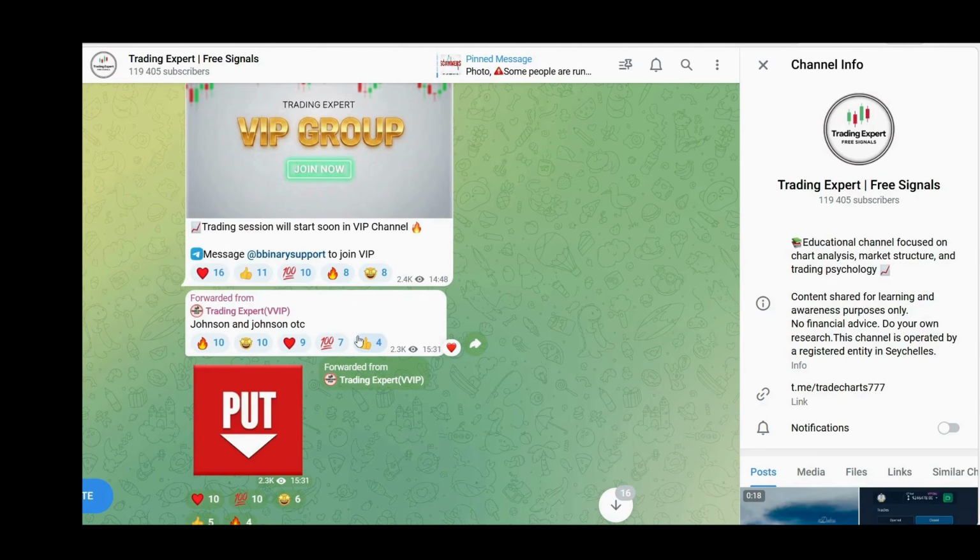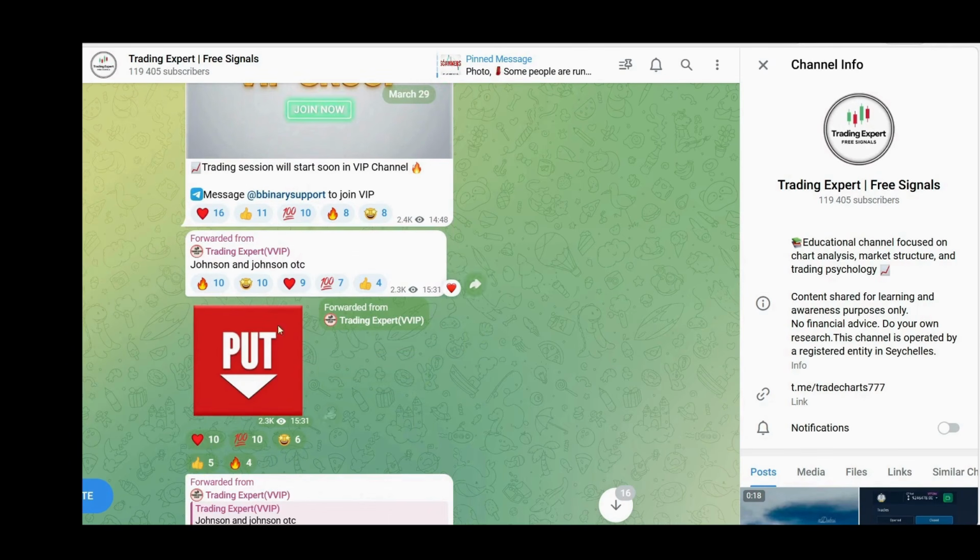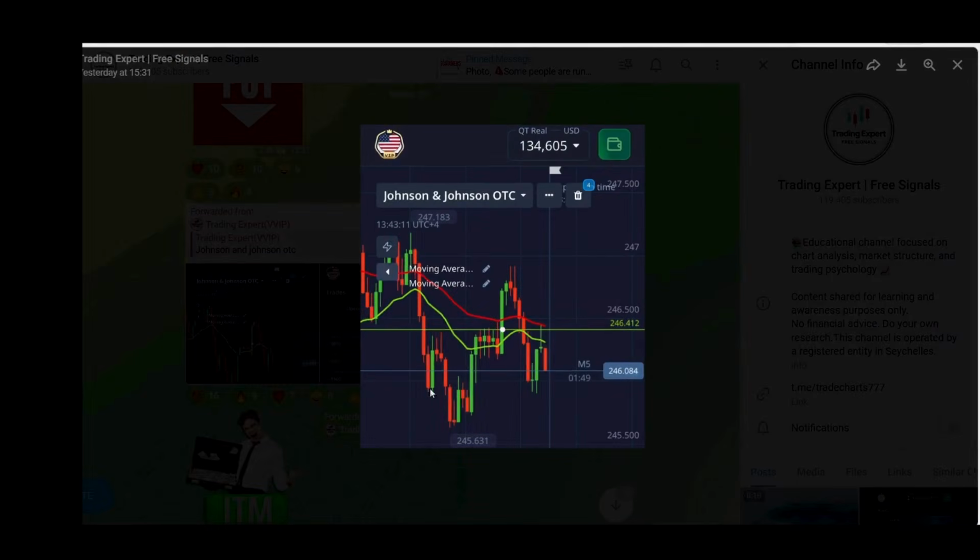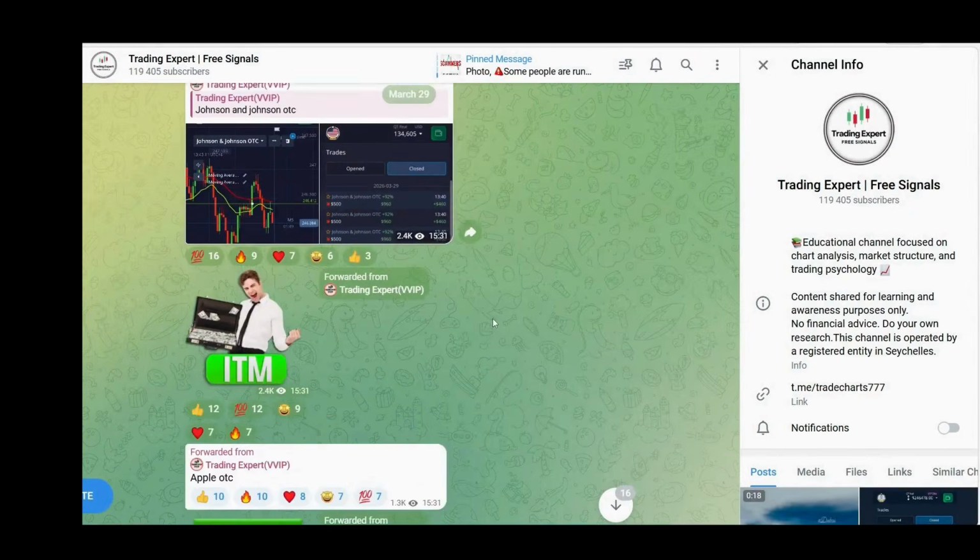This was an OTC market, and we provide OTC trades only in the VIP group. So this was the first trade on Johnson OTC for a downside move. Here you can see there was a resistance level, and a moving average was also present. That's why we provided a signal for the downside move, and this turned out to be an amazing win.